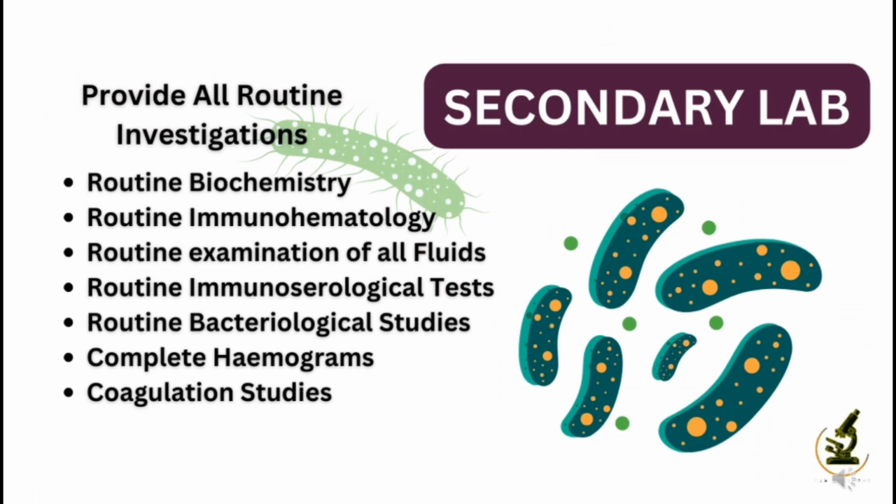Another category is the secondary laboratory. A secondary laboratory is more advanced as compared to a primary laboratory, in which along with routine complete blood count and routine microscopy, routine biochemistry can be performed, routine immunohematology, for example blood banking, routine examination of all the fluids, and routine immunoserological tests can be performed. Routine bacteriological studies, for example culturing of different organisms, Gram staining, ZN staining can be performed, and complete hemogram along with smear preparation and blood pictures can be done.